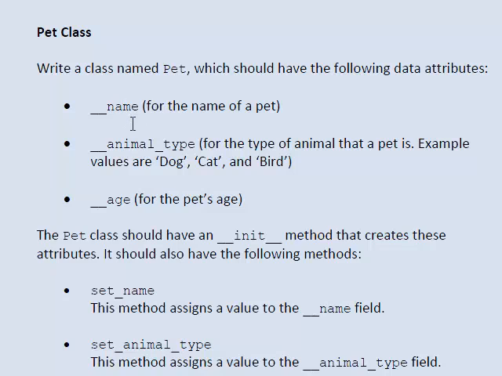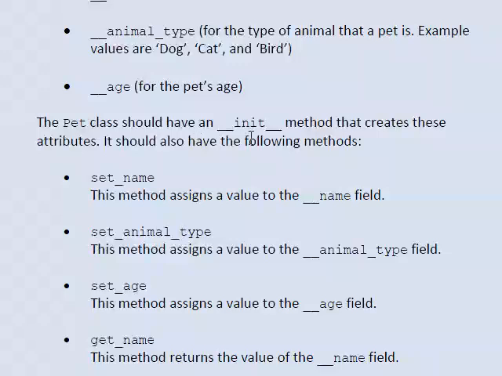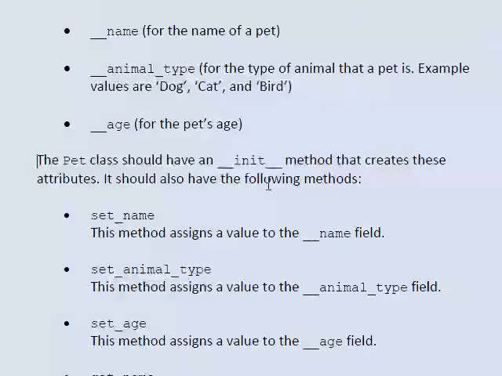So the name attribute is going to hold the name of a pet. The animal type attribute will hold the type of animal that the pet is, and we're given some examples. It might be a dog or a cat or a bird. And the age attribute will hold the pet's age. We're told that the class should have an init method, which actually creates these attributes. So these 3 attributes, name, animal type, and age, will be created in an init method that will presumably accept arguments for those attributes.